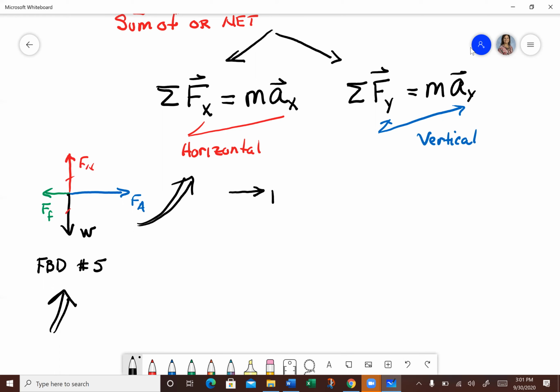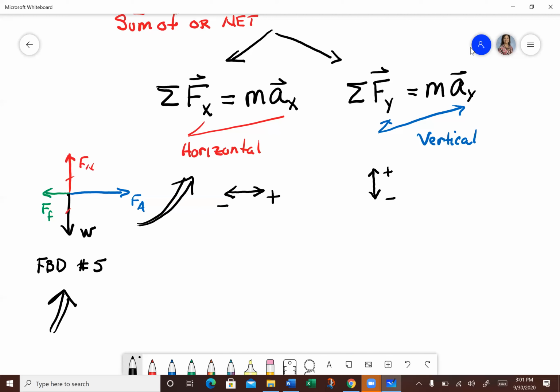So for my direction, anything going to the right, I'm going to write as positive. Anything going to the left, I'm going to write as negative. In the vertical, anything going up, I'm going to write as positive. Anything going down, as negative. And I will consistently use this notation throughout the year. You can certainly switch it, it's up to you what you want for positive and negative, but you must distinguish direction.